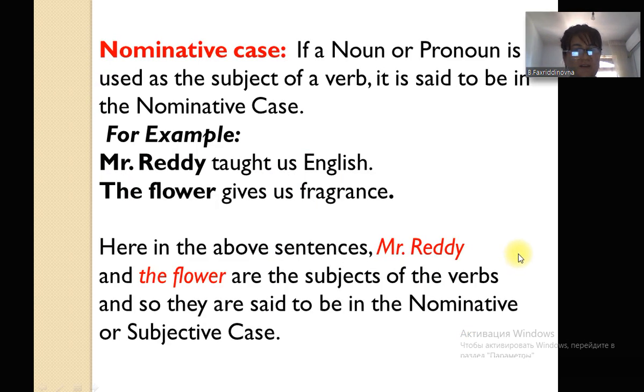Nominative case: if a noun or pronoun is used as the subject of a verb, it is said to be in the nominative case. For example, Mr. Reddy taught us English. Here you can see Mr. Reddy is nominative case.